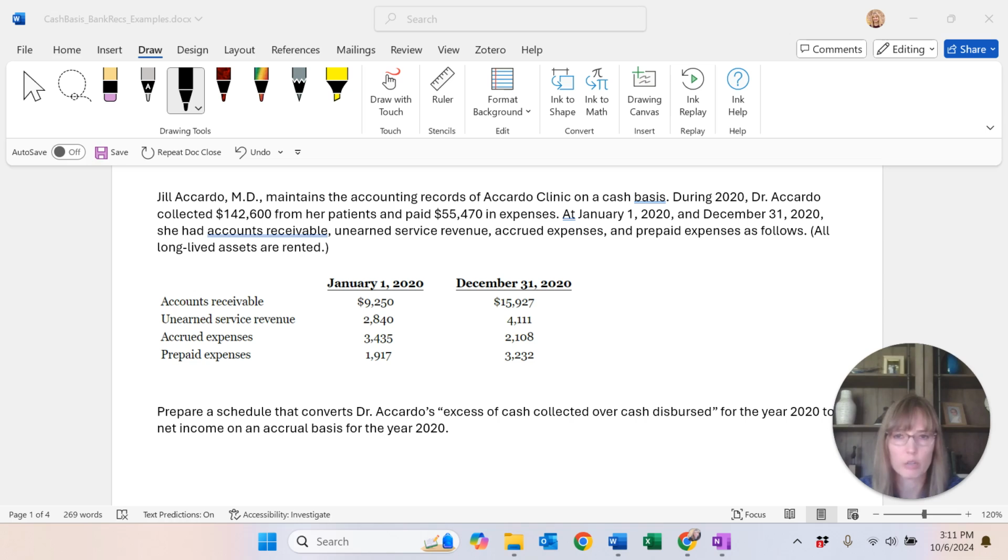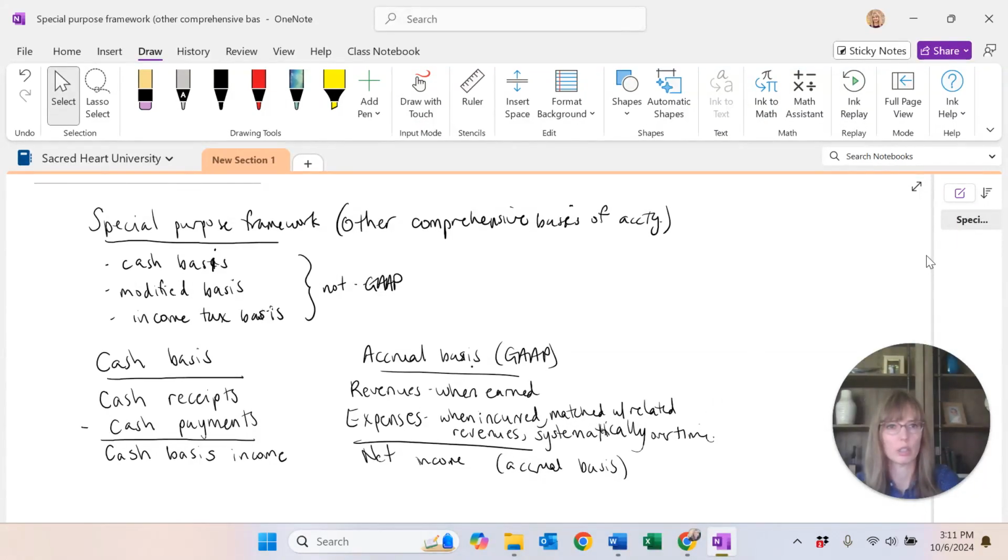So here we have accounts receivable, and we see the beginning and ending, so we can calculate the change in the balances of accounts receivable. So we know what to do. If accounts receivable go up during the year, that must mean that the company recorded some revenue on account that's not included in the $142,600 cash received from customers. We have a change in unearned service revenue, the liability account, accrued expenses, also a liability account, and prepaid expenses, an asset account.